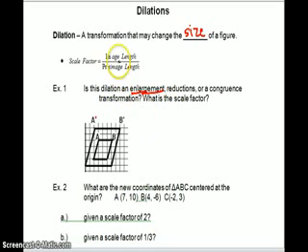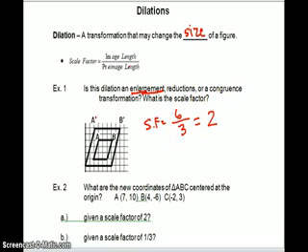Okay, now what we need to do is the image length over the pre-image length. Again, the image is the new one, so that's this one here. All we have to do here is count the blocks. We've got 1, 2, 3, 4, 5, 6. So our scale factor is 6 over, count these blocks, 1, 2, 3, 6 over 3. So our scale factor is 2, and it is an enlargement.